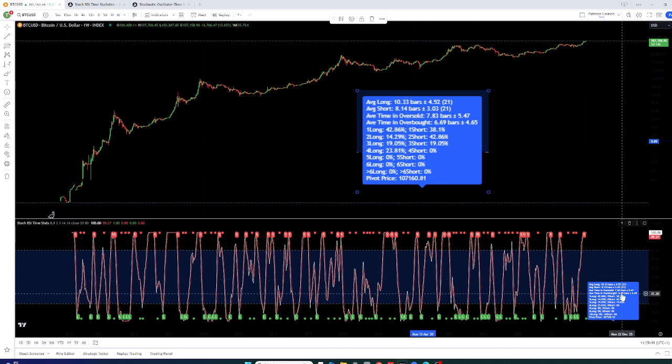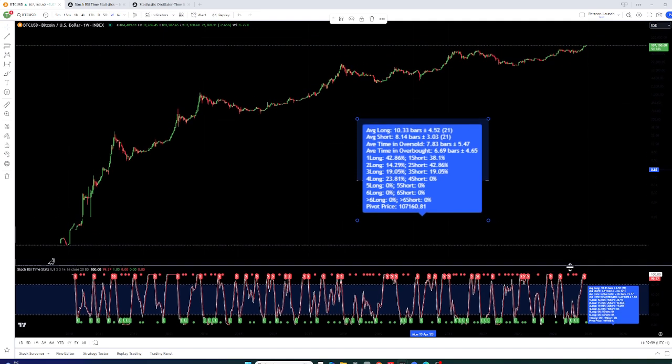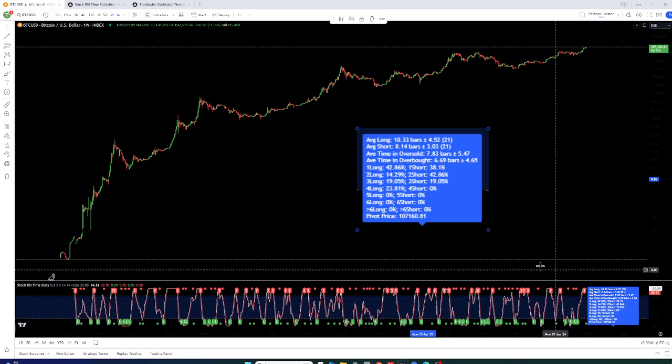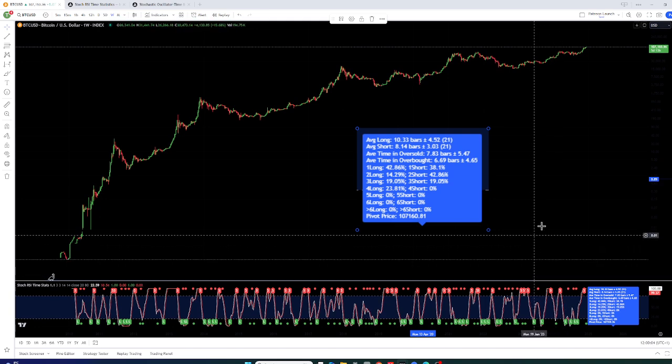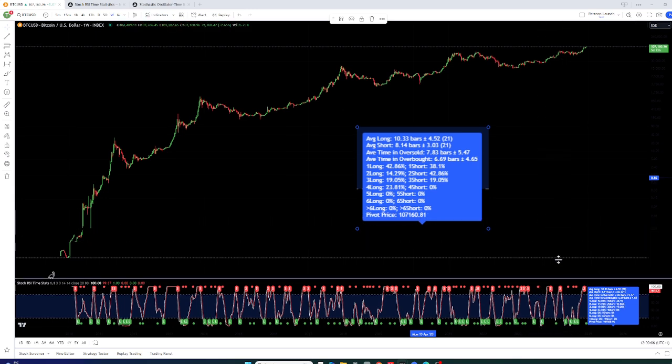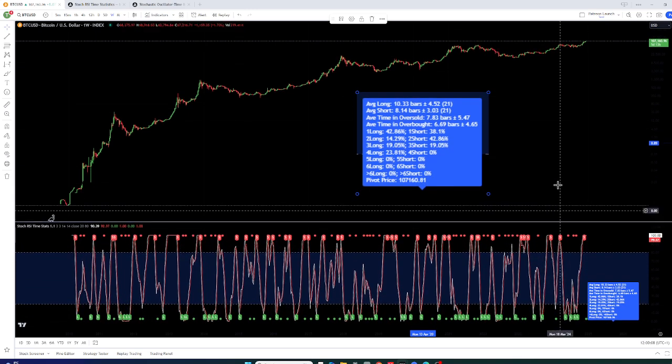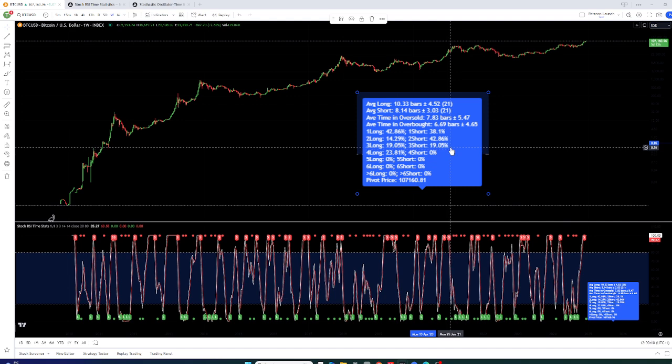Now, I've kept the statistics pop-up box quite small so that, one, you can view it on a phone screen, but also if you have numerous indicators stacked on top of each other, you can still have space for volatility, things like that up above. But let's get into the stats themselves.